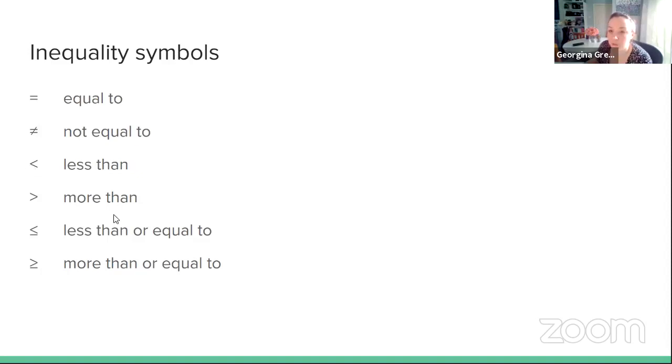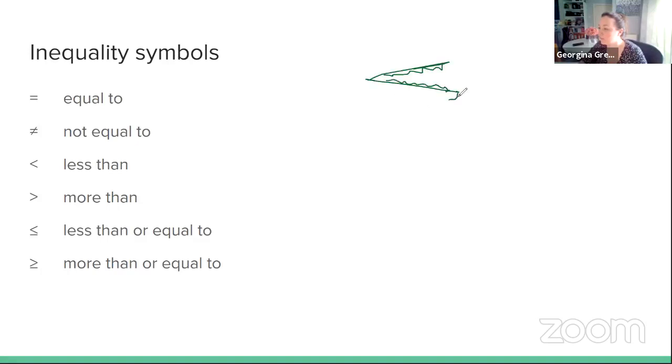So sometimes you'll have more than 2 things in an inequality, and then it can be flipped around. So as long as you remember that the smaller value is on the closed side of the inequality symbol and the bigger value is on the open side of the inequality symbol. And sometimes that's described by saying that the inequality symbol is like a crocodile.